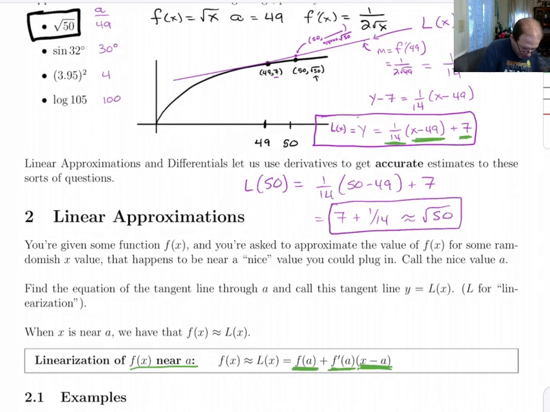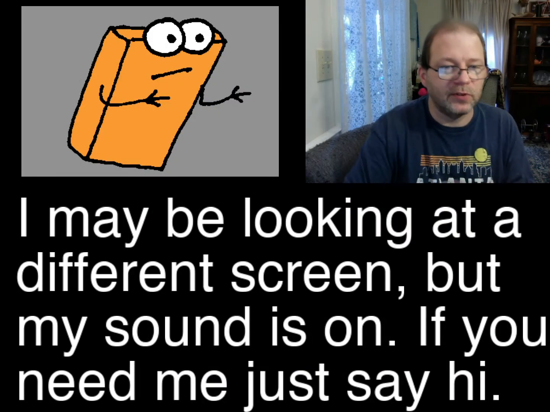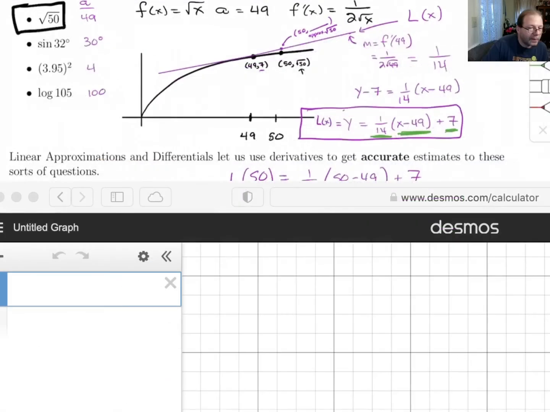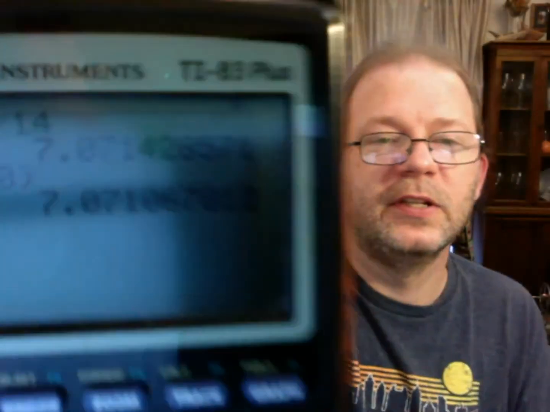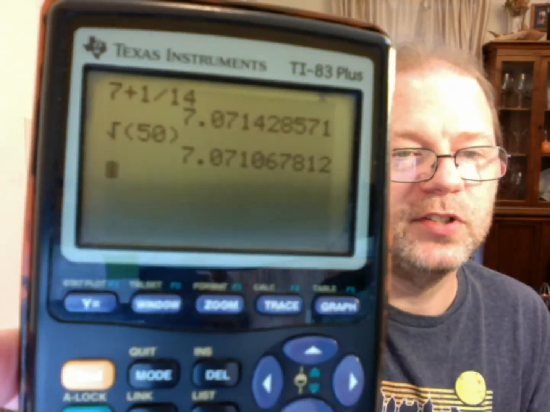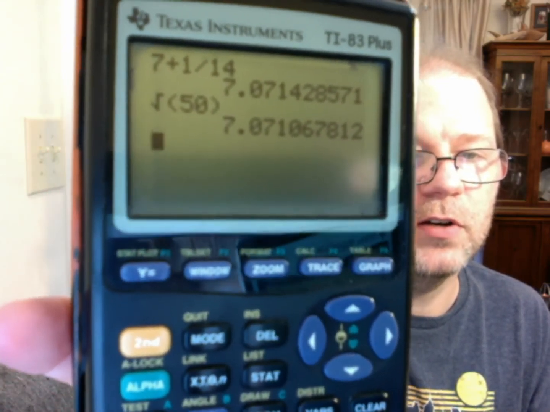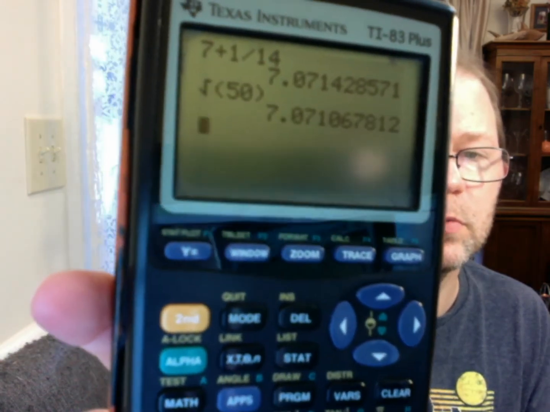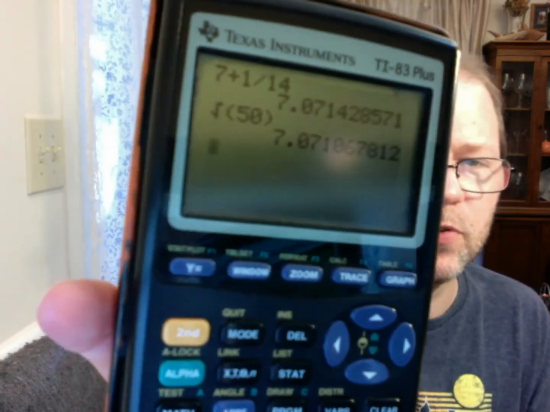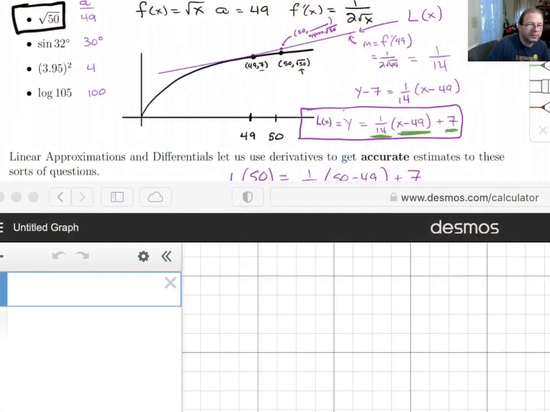Now, let me grab my calculator, and I want to do both of these. I'm going to do 7 plus 1 over 14, and I'm going to do the square root of 50 on the same screen. Whoops, that's the wrong thing. All right, if you look at that, 7 plus 1/14 gives you that, and the square root of 50 gives you that. And they're the same down to 3 decimal places. I guess we could come up with percent error if we wanted to, but I don't want to do that. Anyway, it's a pretty good approximation.